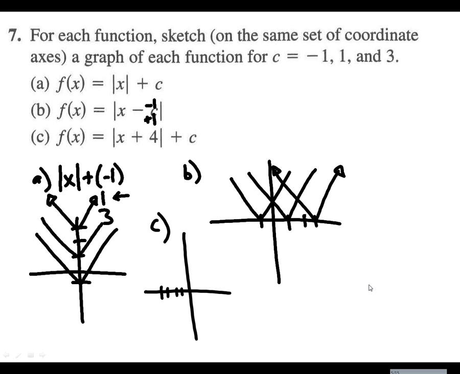So 4 is our important point, and then it will look exactly like problem A from there. So shifted down 1, shifted up 1, just looking at the vertices, shifted up 3. We have 3 distinct absolute value graphs.